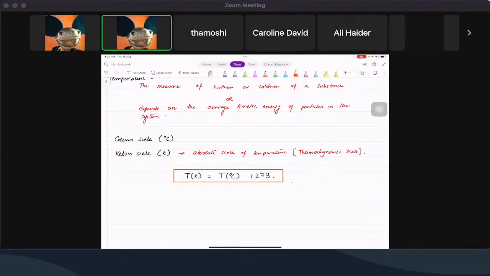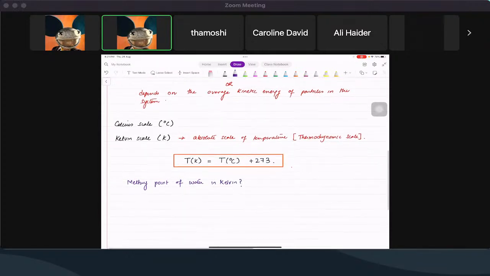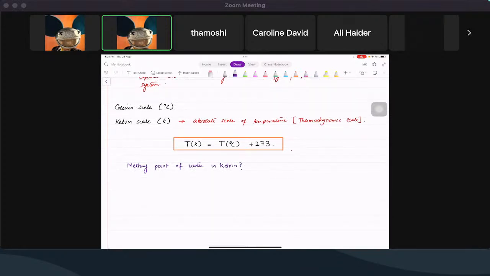So if I want to know the melting point of water in kelvins, do you know the melting point of water in Celsius? 0. So you write temperature in Kelvin equals 0 plus 273. It means the temperature is 273 Kelvin, which is equivalent to 0 degrees Celsius. Understood?